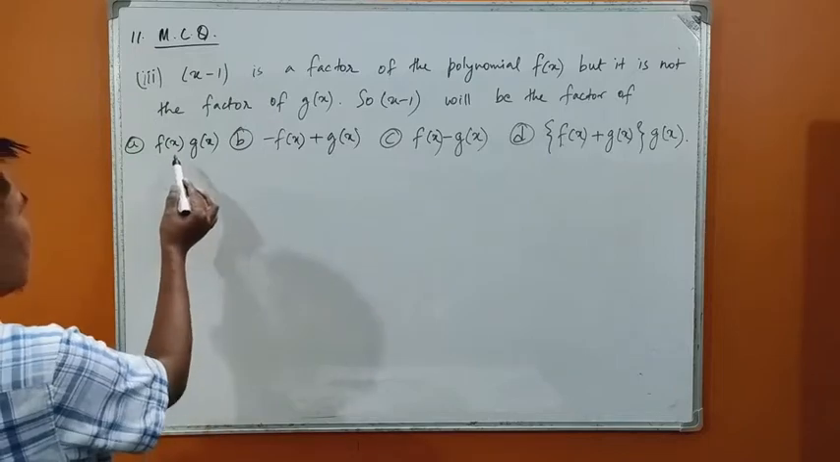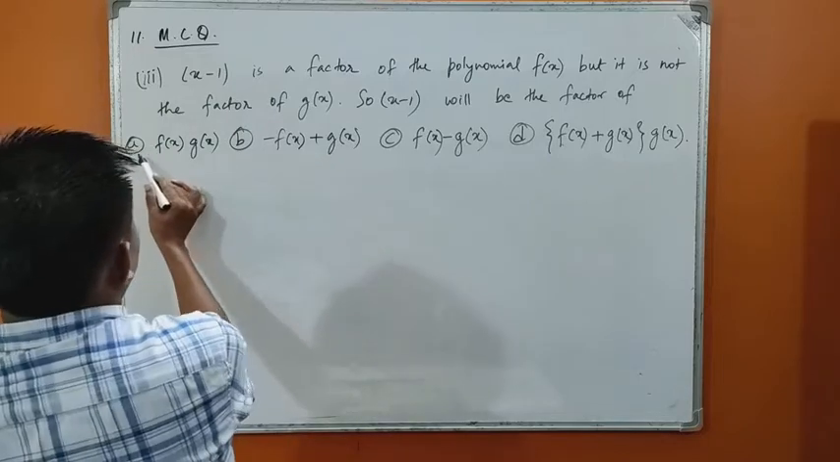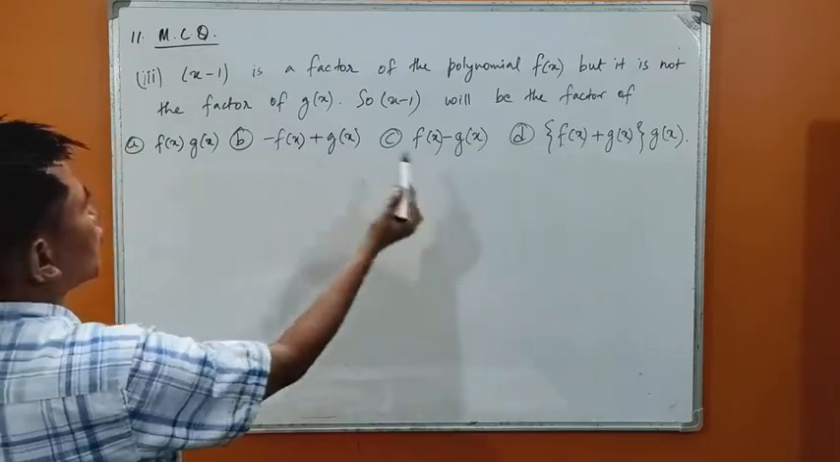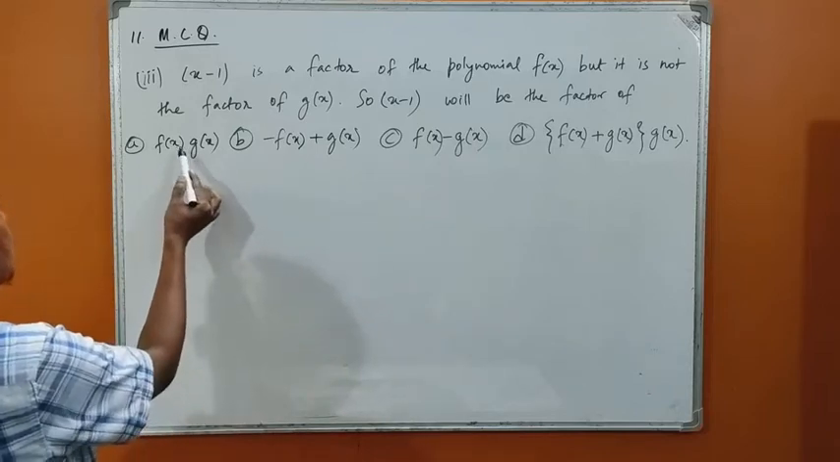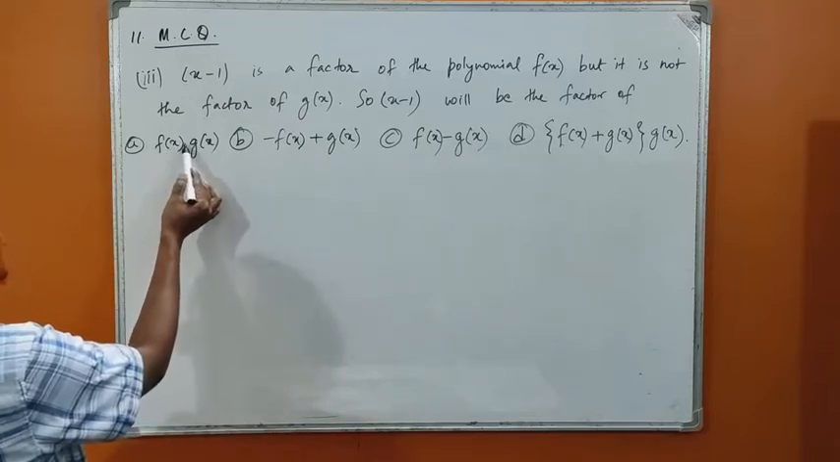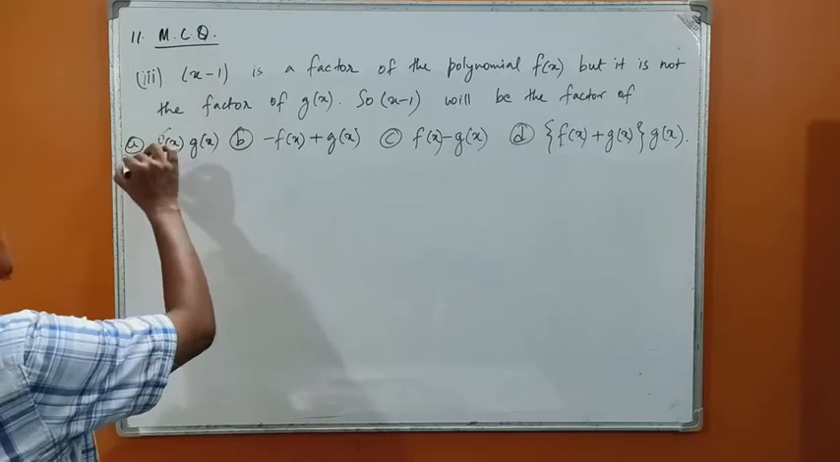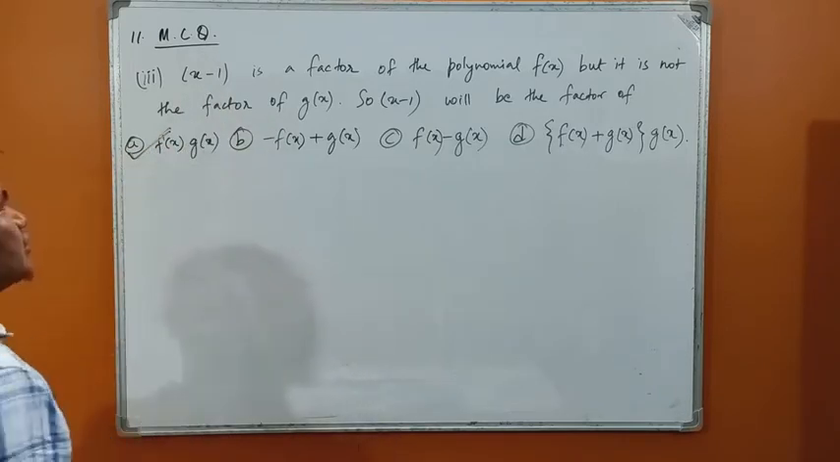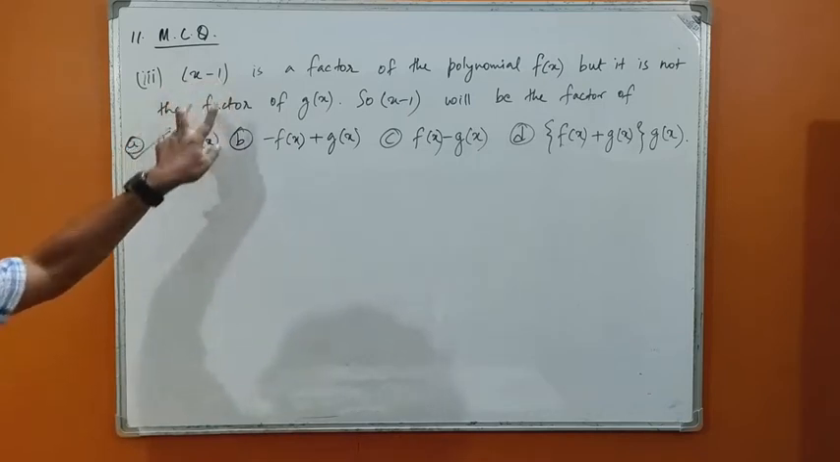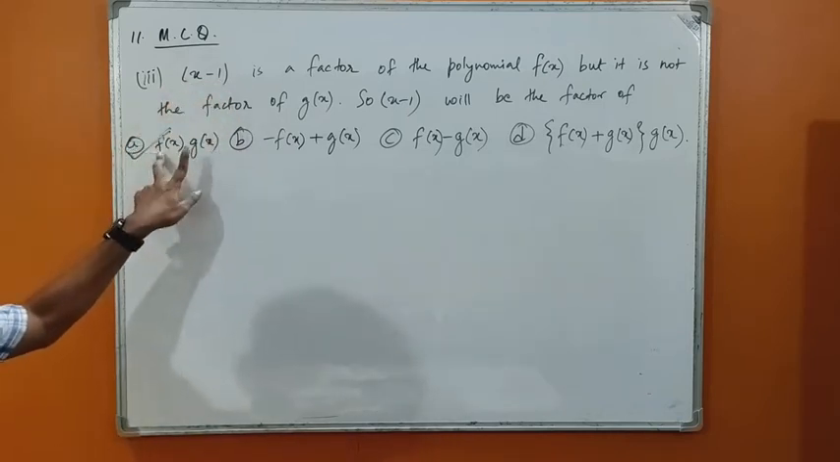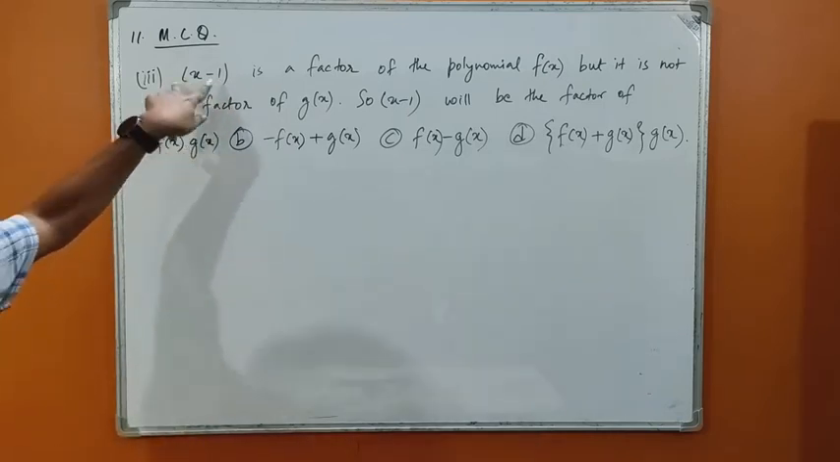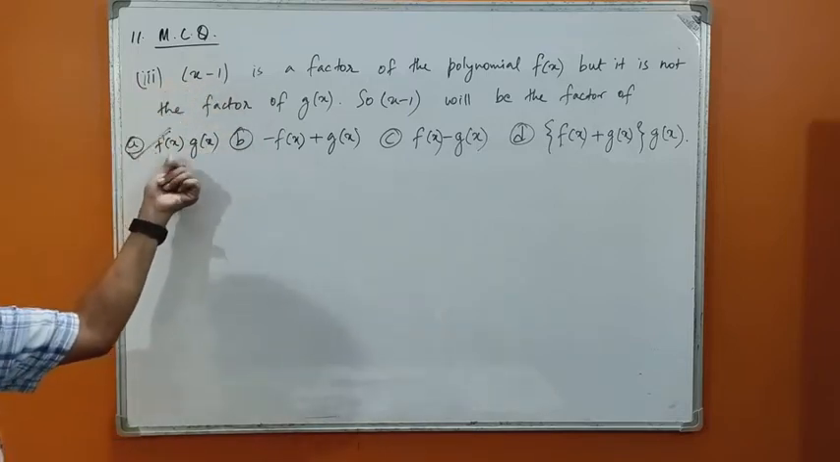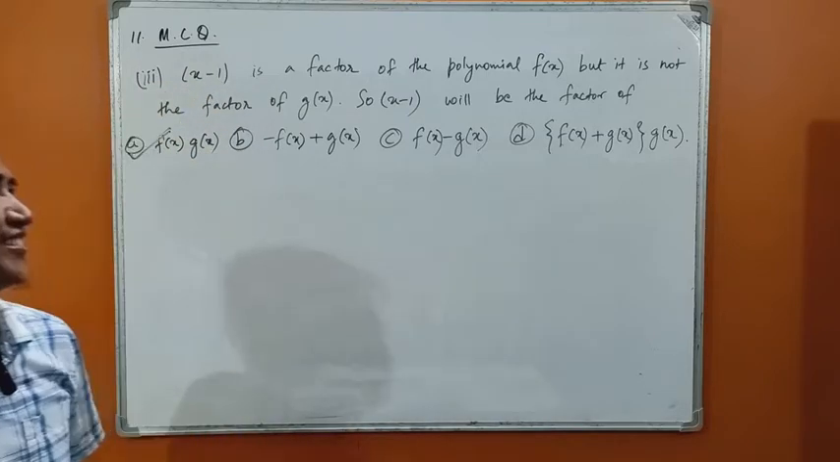So in this case, there are 4 options. Among these 4 options, the multiplication option is f(x) into g(x). So this should be the correct option. x minus 1 is a factor of f(x) into g(x). Though x minus 1 is not a factor of g(x), when f(x) is multiplied with g(x), x minus 1 will be a factor of this one. I hope you got this.